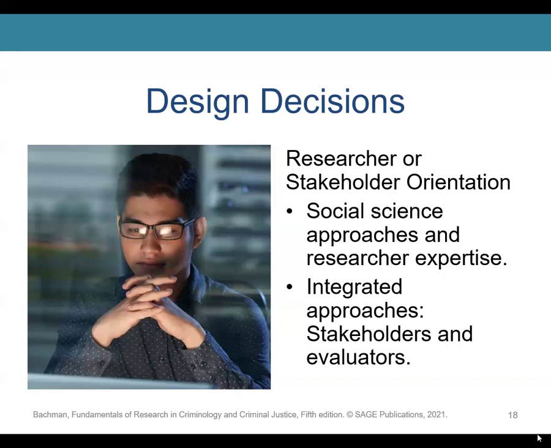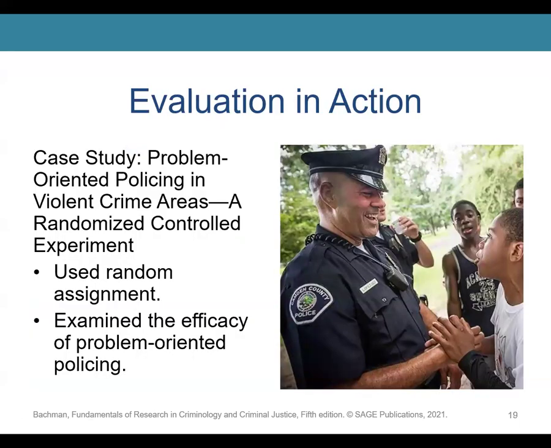the programs, the research. This takes us to our case study, another one in the reading, which was problem-oriented policing in violent crime areas and a randomized controlled experiment. It used random assignment, a procedure by which experimental and control group subjects are placed into groups randomly. In this study, 56 neighborhoods were matched into 28 pairs of equal levels of crime, which were then randomly assigned to receive the problem-oriented policing treatment.